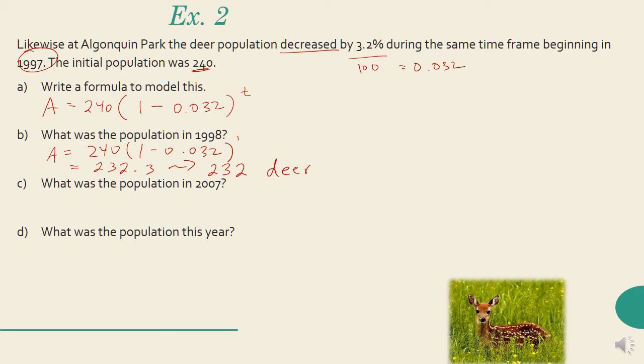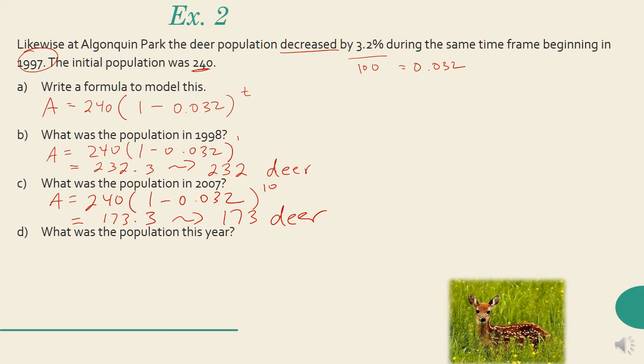What was the population in 2007? How many years have passed? 10. So A equals 240. 1 minus that, 10 years. Enter that into your calculator. Hopefully you get 173.3. Nearest deer, 173 deer. What was the population this year?